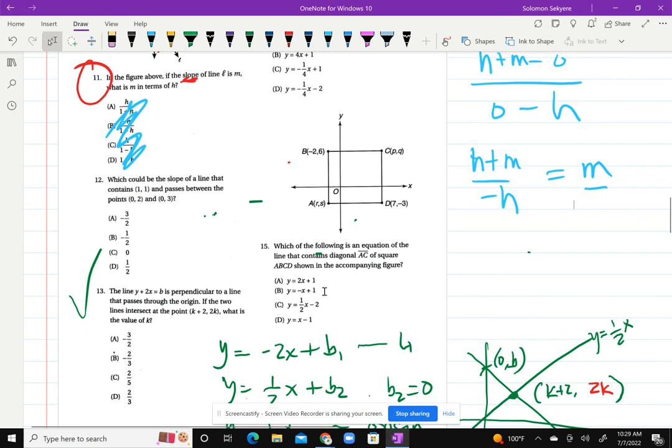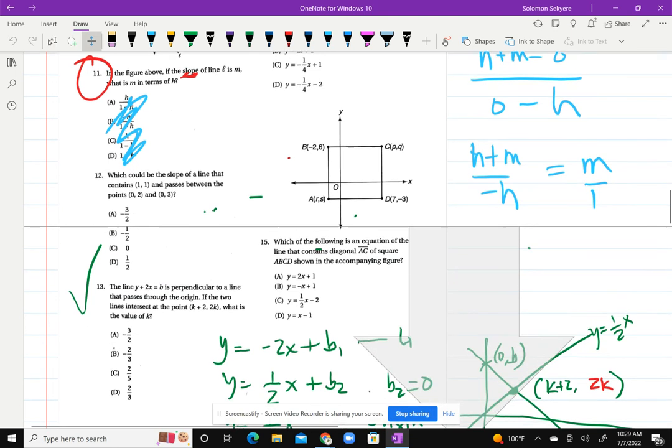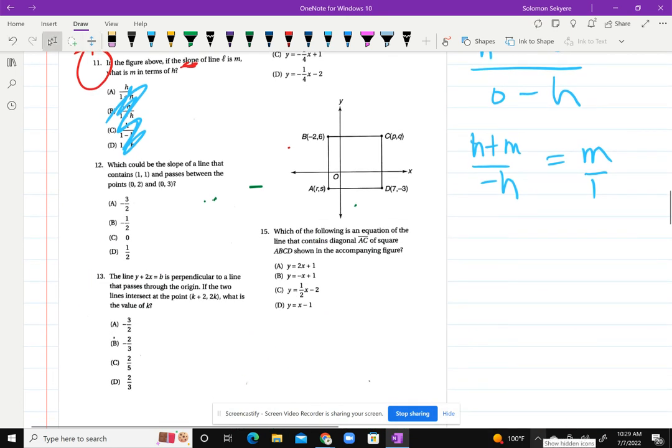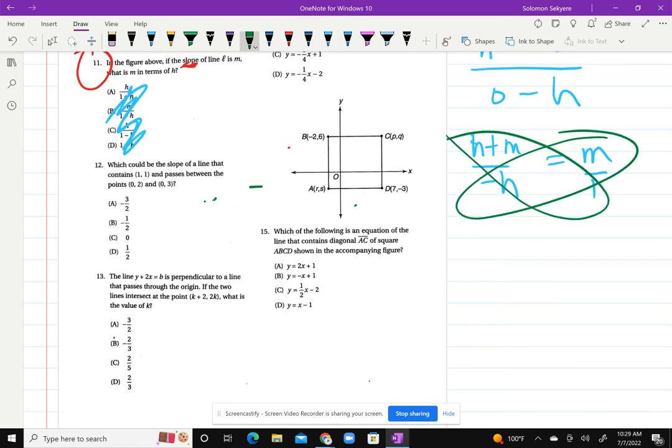What is m in terms of h? This is over 1. What do you do? You have a rational equation, so you cross multiply. So h plus m times 1 is equal to negative hm. We want m in terms of h, so this is our target variable. We want to group our target variable. So what are we going to do?